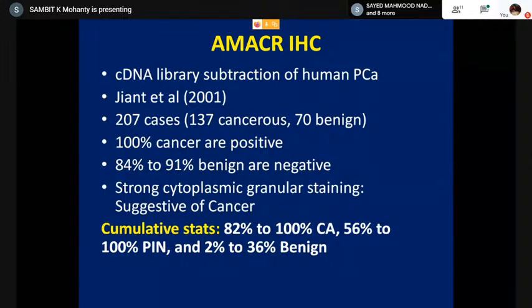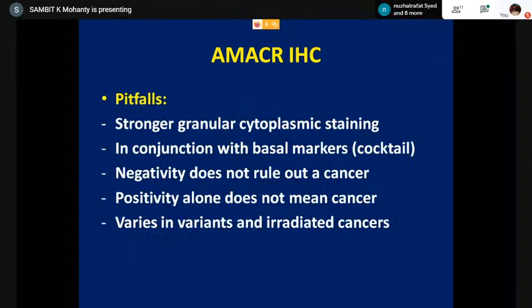So you use a PIN-4 cocktail, which has one stain for the luminal cell, which is AMACR, and two stains for the basal cell, one cytoplasmic or membranous and one nuclear. Pitfalls: if you see strong granular cytoplasmic staining, you look at it in conjunction with the basal cell marker. Negativity does not rule out a cancer. Positivity alone does not mean a cancer, which is very important.